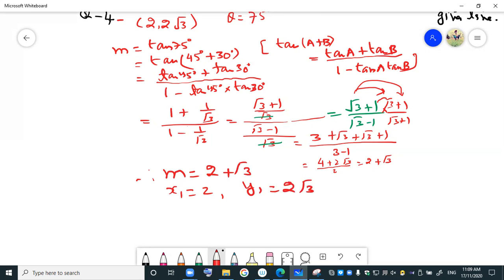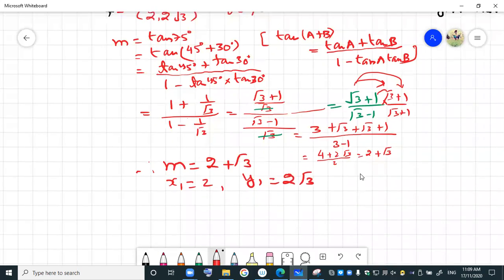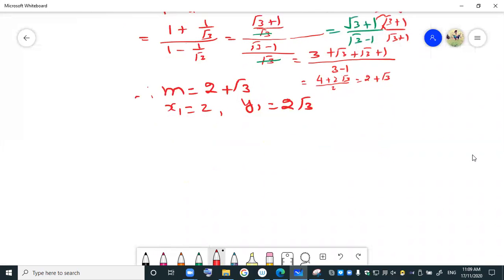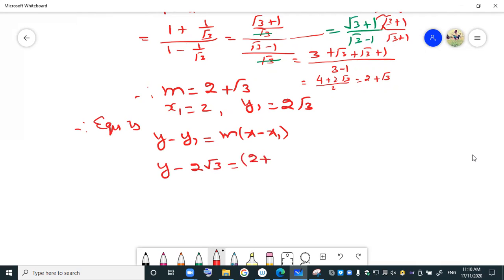So gradient is given, point is given, so we can use the one point form. So y minus y1 is m times x minus x1. The equation of line will be, therefore, y minus 2 root 3, gradient is 2 plus root 3, times x minus 2.